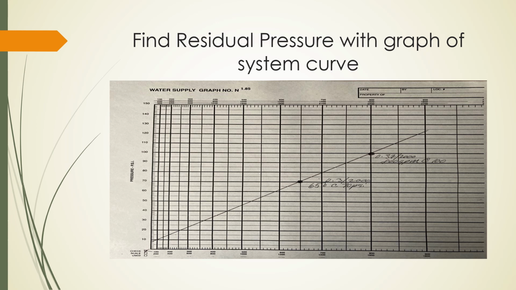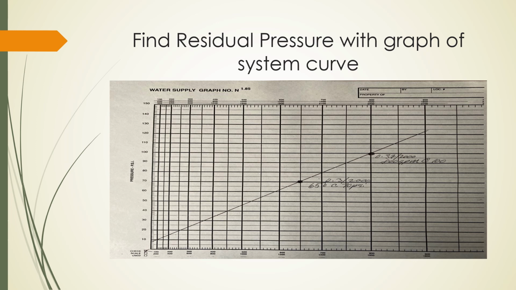And remember, of course, that this is only based on 2,000 square feet. Again, it can be based on any square feet. I could have a 4,000 square foot area, but that would be a different system curve. It would look different.